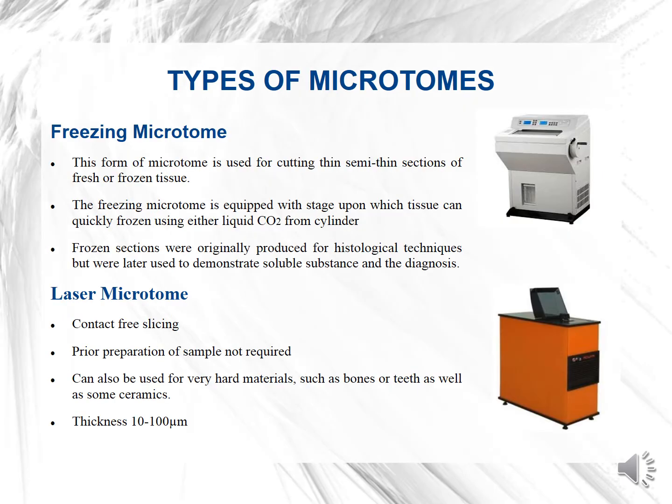Freezing microtome. This form of microtome is used for cutting thin and semi-thin sections of fresh or frozen tissues. The freezing microtome is equipped with a stage upon which the tissue can be quickly frozen using liquid carbon dioxide from a cylinder. Frozen sections were originally produced for histological techniques but were later used to demonstrate soluble substances and for diagnosis.